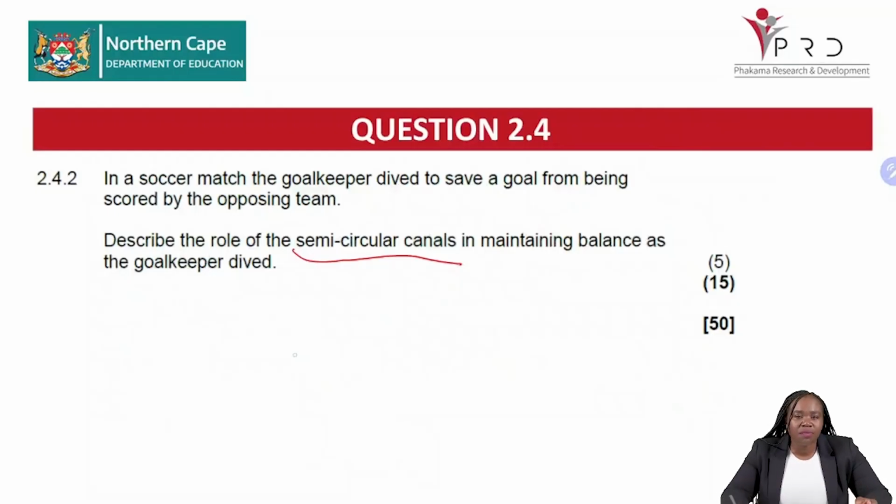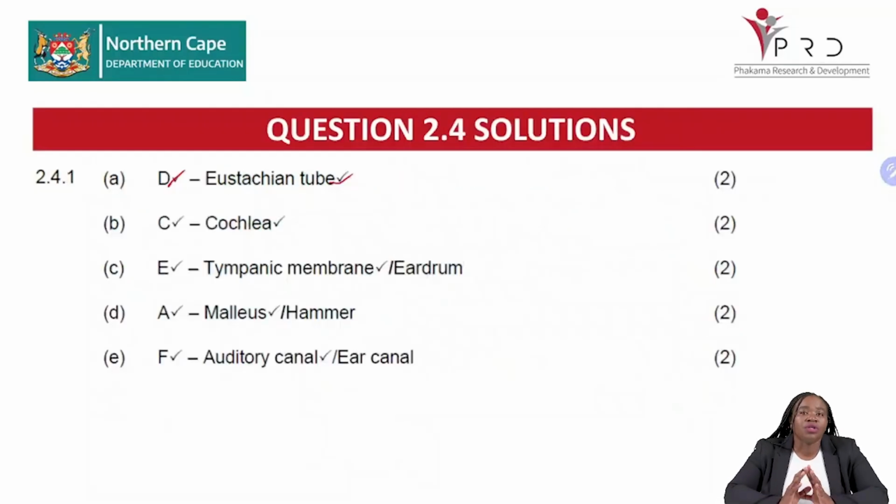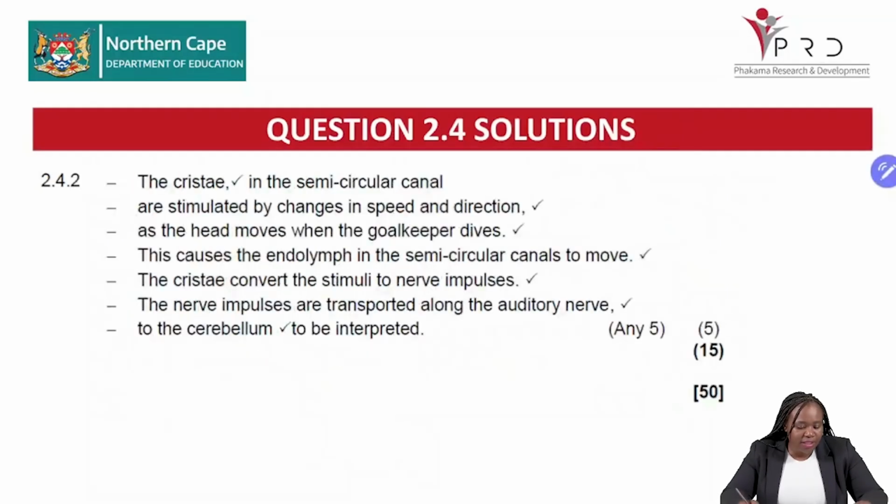Remember, when we look at balance, we look at the position of the head, or we look at change in direction and speed. Now you are going to talk about how the receptors in the semicircular canals are stimulated by these changes and how the impulses will be transmitted to the cerebellum. In this case, it's the cerebellum, not the cerebrum. And how the cerebellum then sends impulses back to your body in order for balance to be maintained. Right, let's look at that.